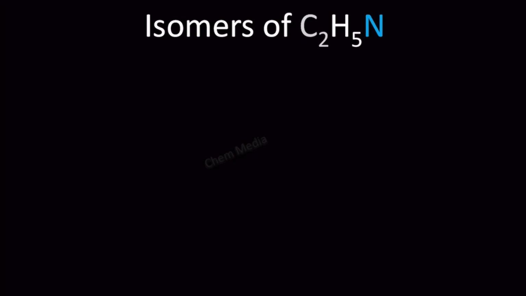Hello everyone, in this video we are going to write down the isomers of C2H5N. Let us first determine the degree of unsaturation for this elemental composition to see whether it is a completely saturated elemental composition or not. Degree of unsaturation is equal to 1 plus number of carbon atoms minus number of hydrogen atoms by 2 plus number of nitrogen atoms by 2.